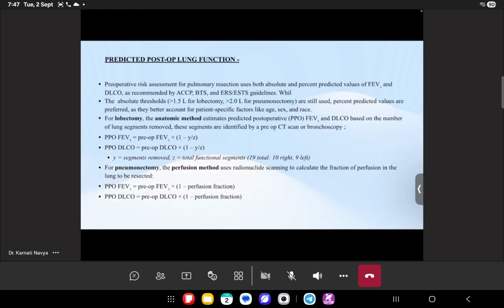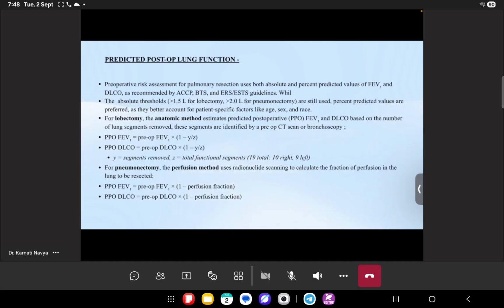The absolute thresholds of more than 1.5 liters for lobectomy and more than 2 liters for pneumonectomy are still used, but percentage predicted values are preferred as they better account for patient-specific factors like age, sex, and race. For lobectomy, the anatomical method is usually used to estimate the post-op predicted values. The post-op predicted value equals the pre-op predicted value times 1 minus the number of segments removed divided by the total functional segments. The number of segments removed is identified based on the pre-op CT scan or bronchoscopy.